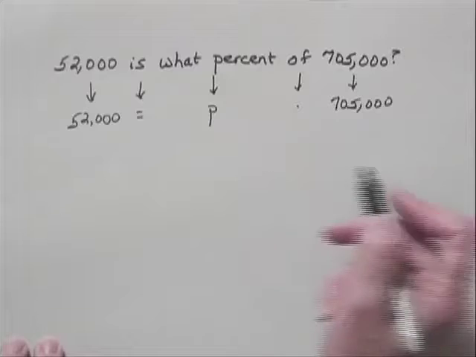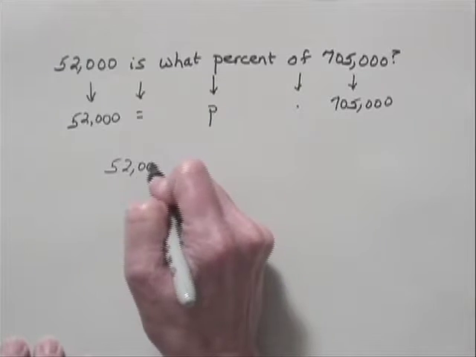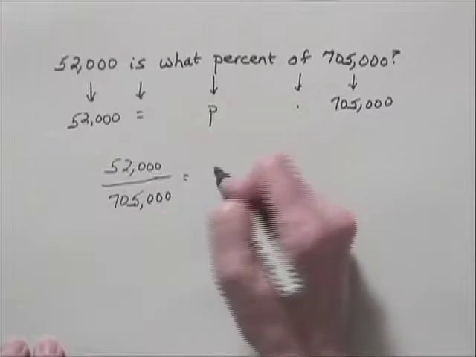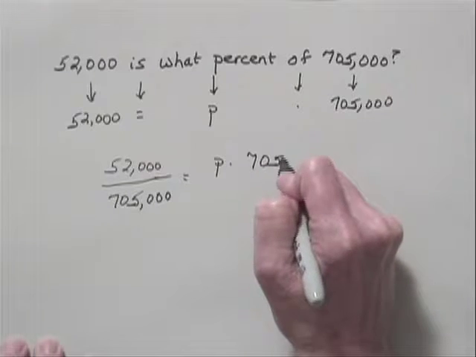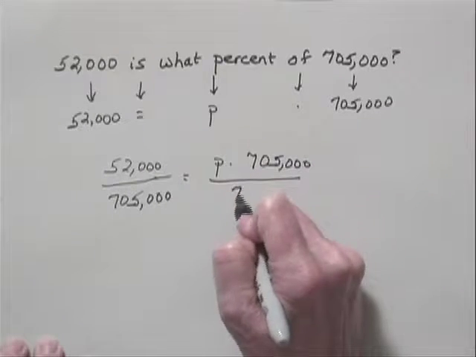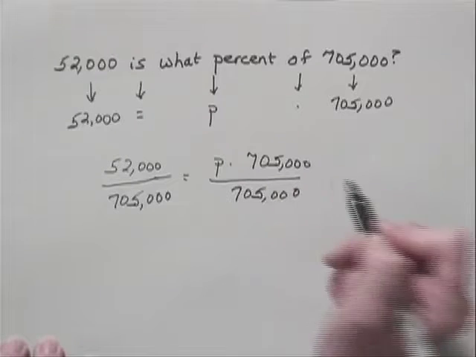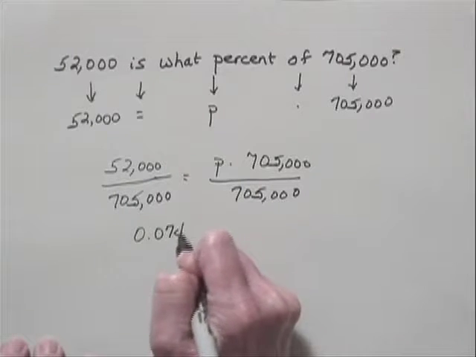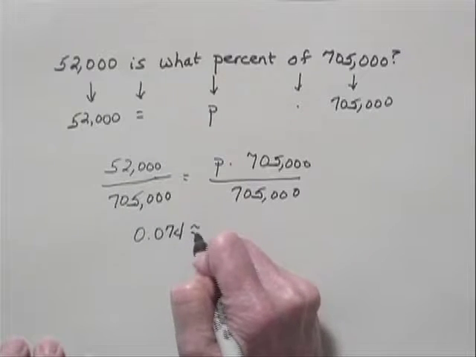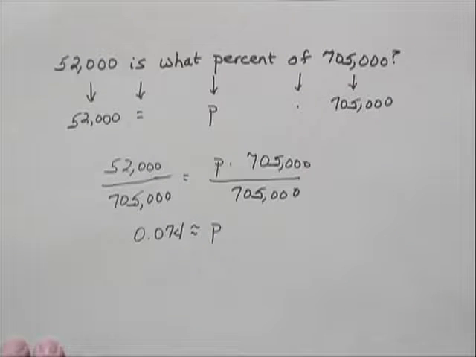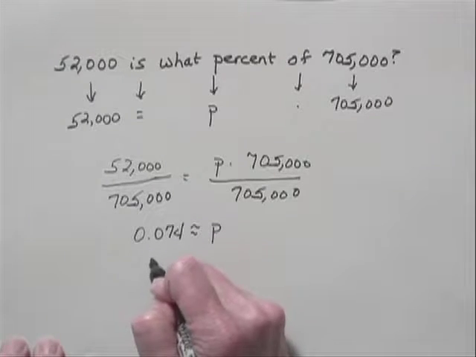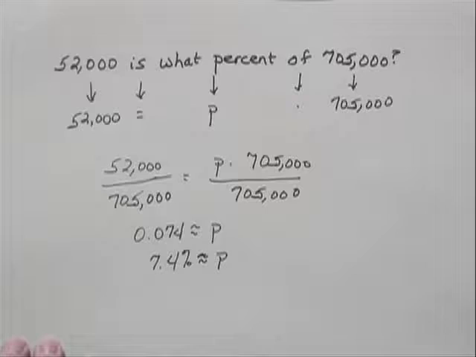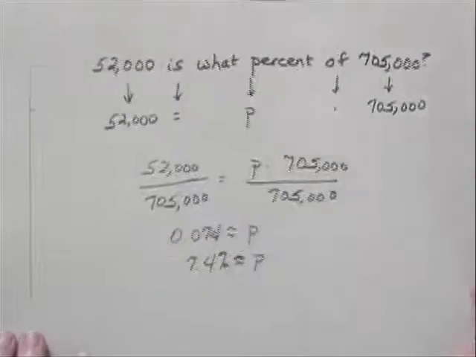We can divide on both sides by 705,000. This is equal to P times 705,000 divided by 705,000. And when I do the computation on the left-hand side, I get 0.074 rounded to 3 decimal places. So this is approximately equal to P. And we want to express this as a percent, so we'll write percent notation. We would say that 7.4% is approximately equal to P. So that's our percent of increase.